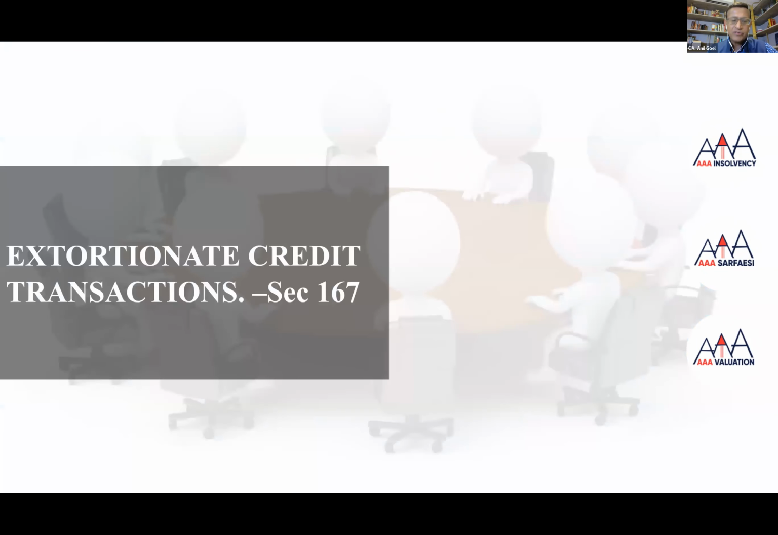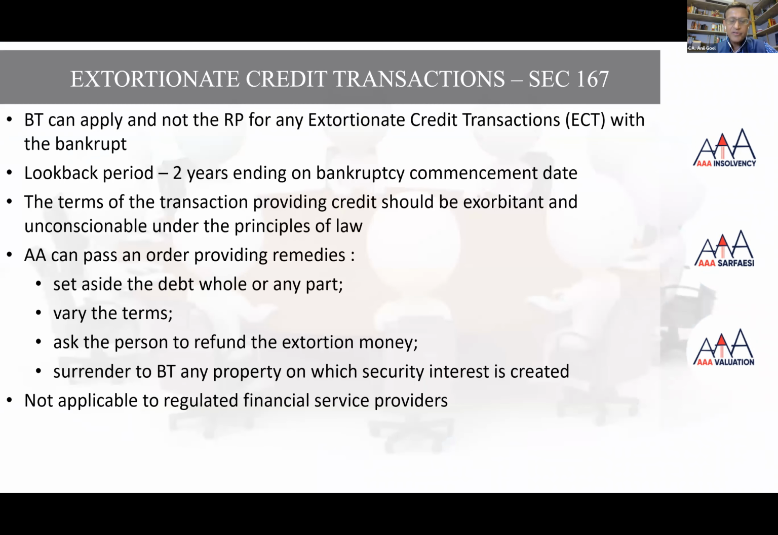Going forward, we'll have extortionate credit transactions. Section 167 deals with it, and this is also similar to section 50 of CIRP. Again, only the BT can file an application, not the RP. The RP has no responsibility to find and report avoidance transactions. The look back period in this case is also 2 years, ending on the bankruptcy commencement date.